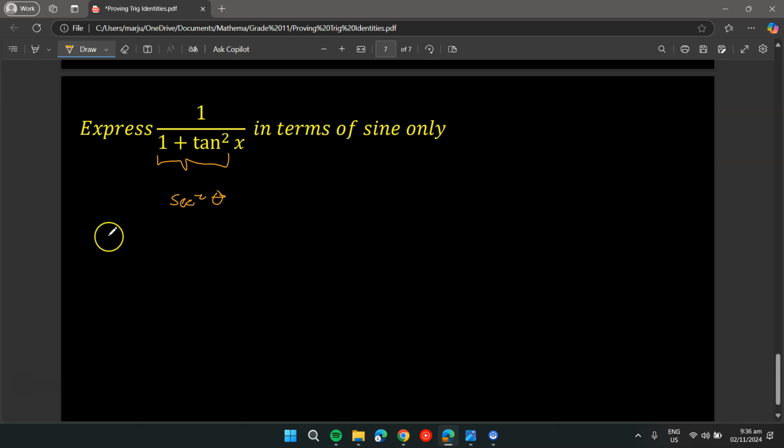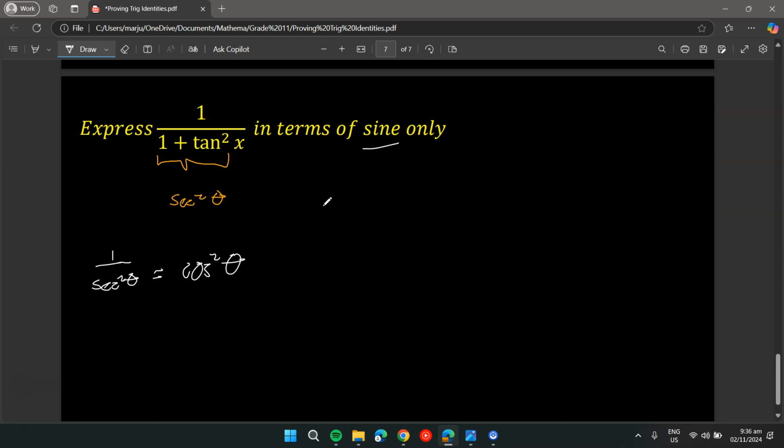So meaning to say, the entire thing is just equal to 1 over secant squared theta. And using my reciprocal identity, this is actually equal to cos squared theta. Alright? But then again, we are asked to simplify or express everything in terms of sine only. So no other trig ratio except sine. And then again, this is a squared.